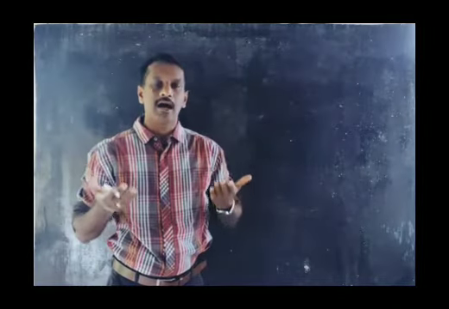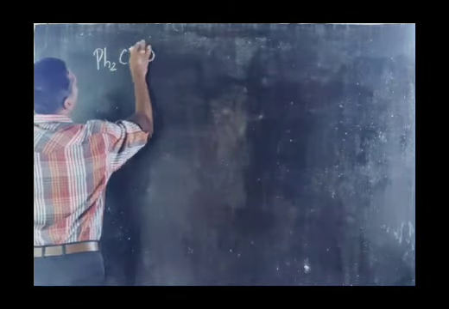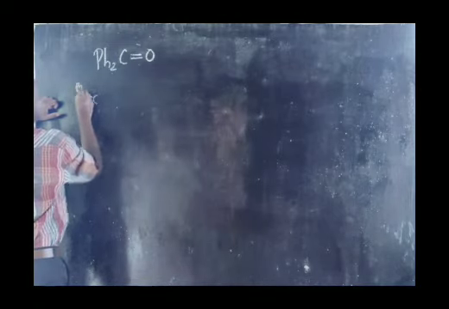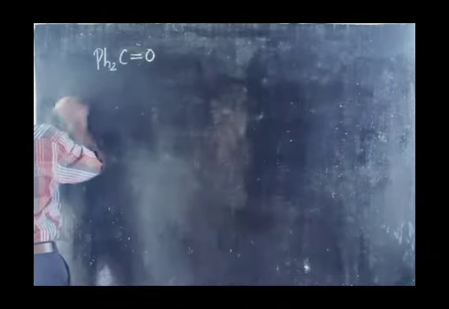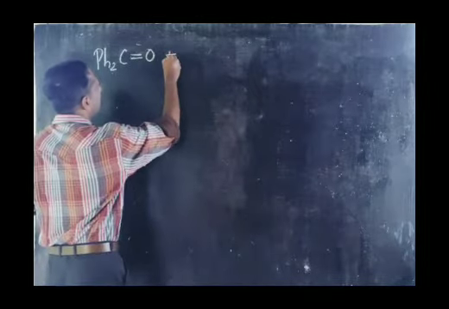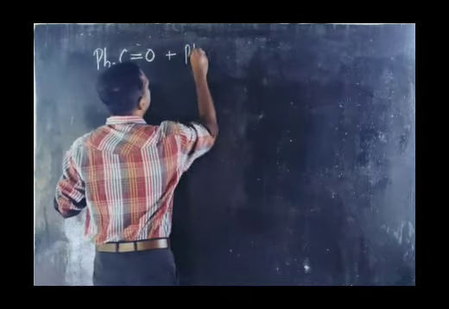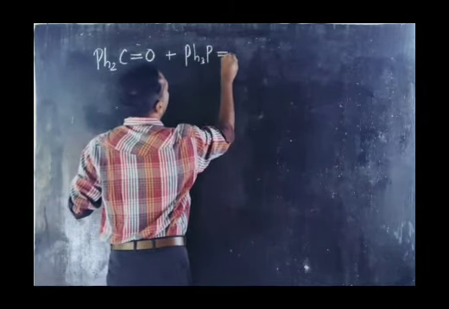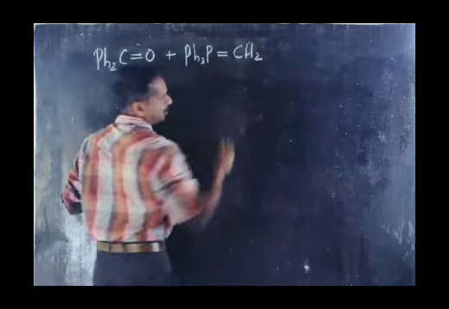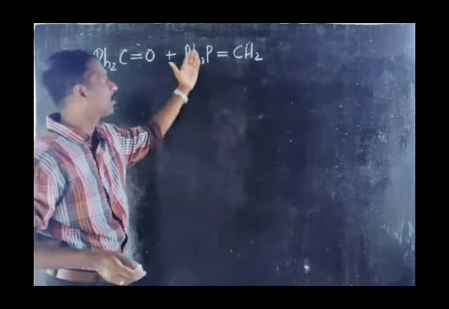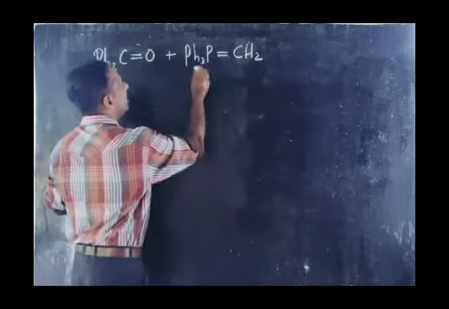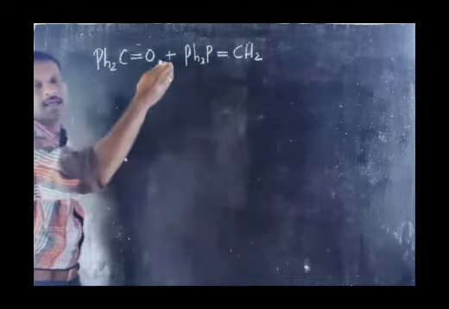That means when we take alkyl or aryl aldehydes or ketones, I am taking Ph2C=O. This is our ketone. We can react it with our Wittig reagent, Ph3P=CR2, or we can take CH2. What is this one? Methylene triphenyl phosphorane. This is an example of a Wittig reagent. Instead of CR2, you can take CH2.